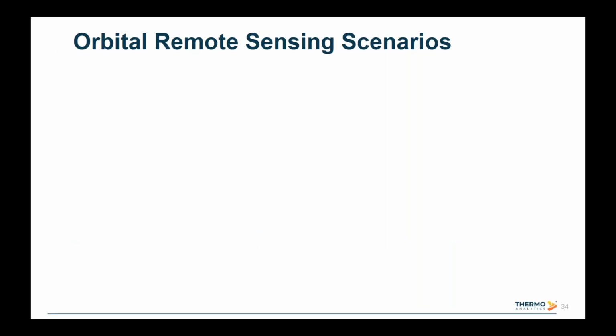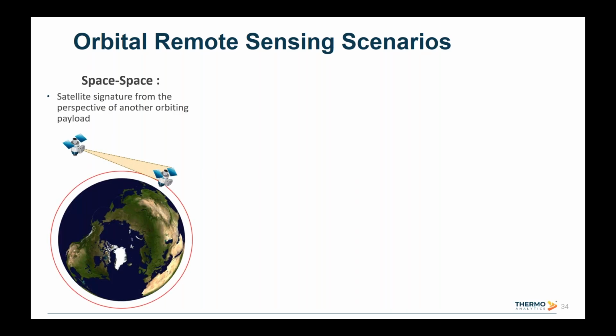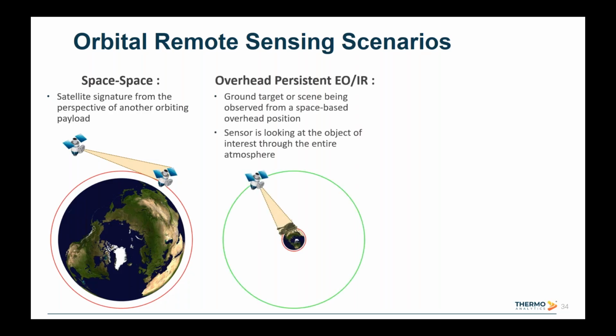So there's a few different orbital remote sensing scenarios that someone might be interested in. Here's a few. You might have a space-to-space scenario where you're interested in looking at the signature of a satellite from the perspective of another orbiting payload. Another scenario is called overhead persistent EOIR, and that's where you've got an orbiting sensor platform that wants to observe something going on Earth, and so it's looking through the atmosphere.